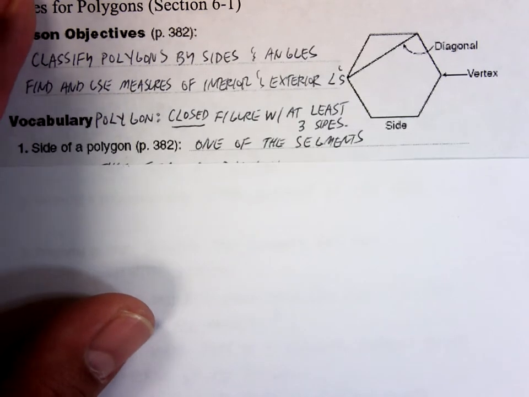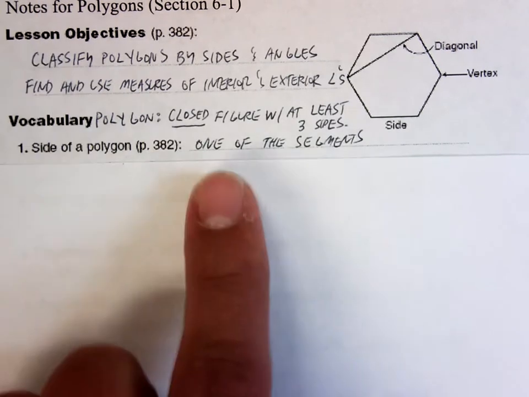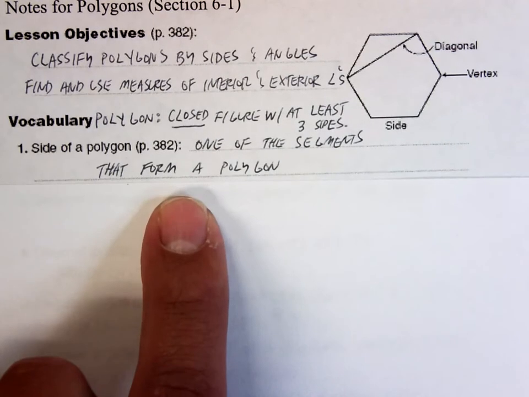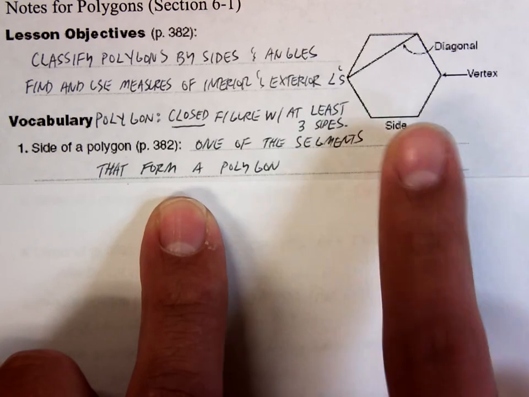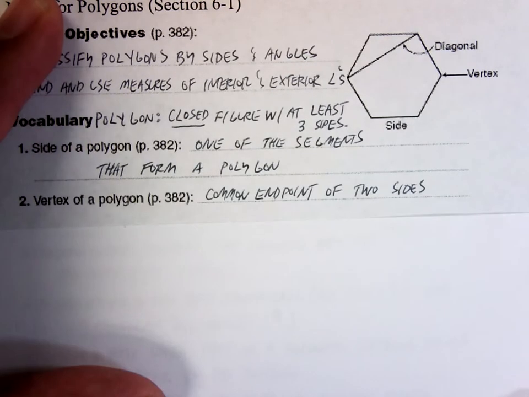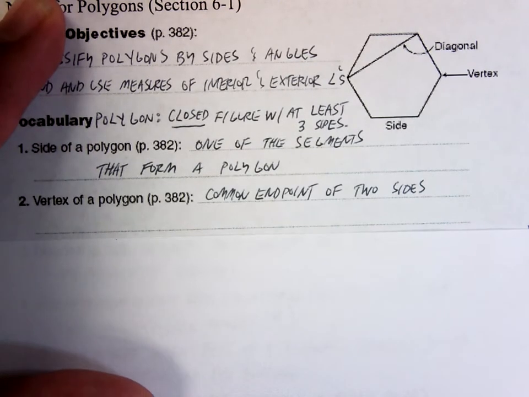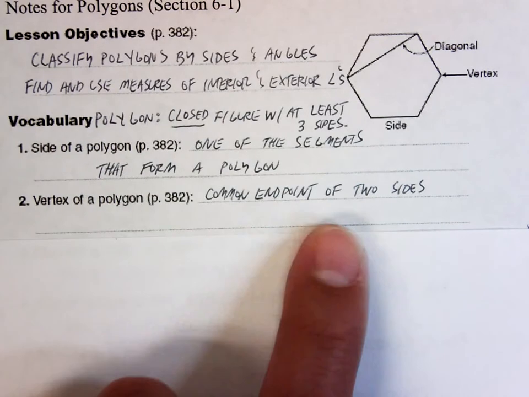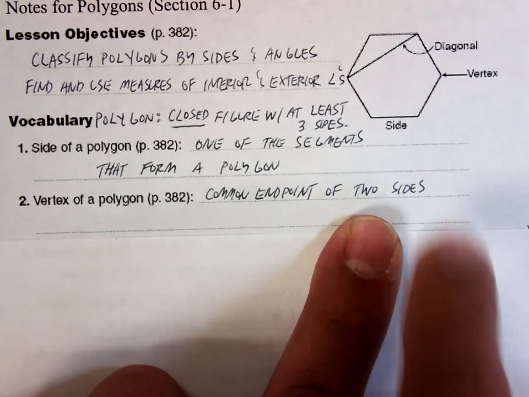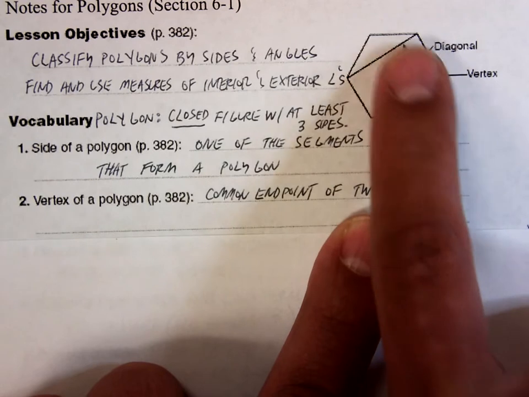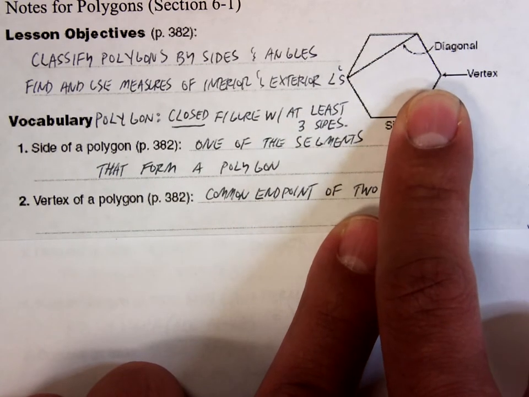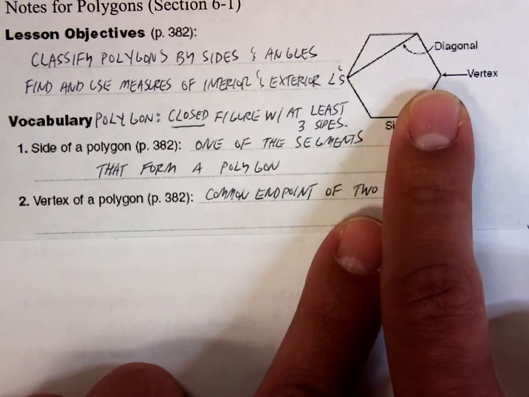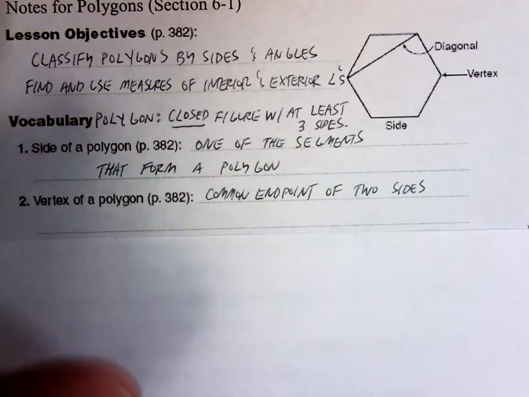Okay, what is the side of a polygon? Pretty straightforward. It's just one of the segments that form a polygon. So here's my little picture. This right here is the side of the polygon. What is the vertex of a polygon? It's the common endpoint of 2 sides. It's a fancy way of saying a corner. Where do 2 of my sides meet? That is a vertex. The plural of vertex is vertices. But vertex, again, fancy way of saying a corner.